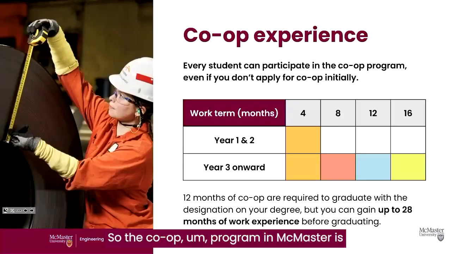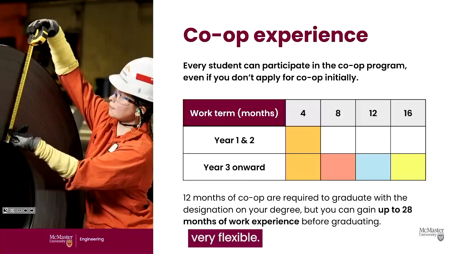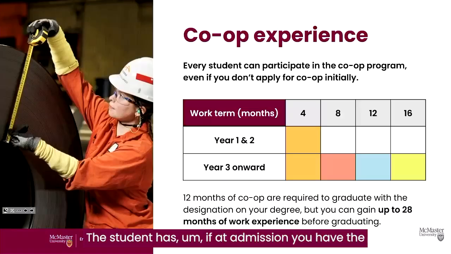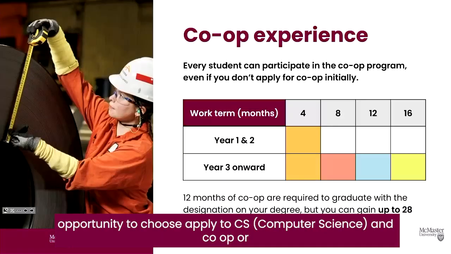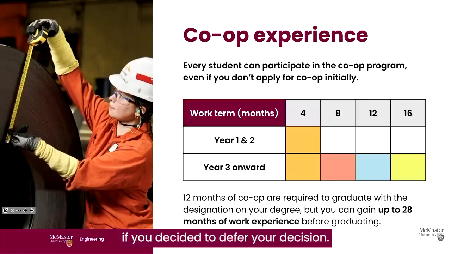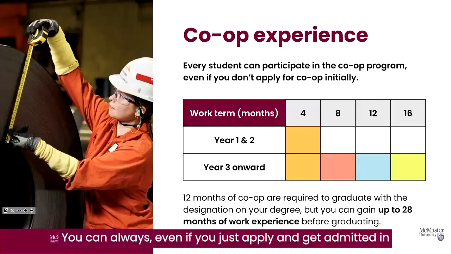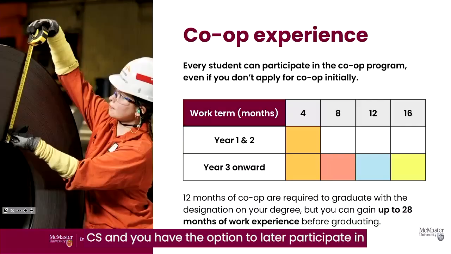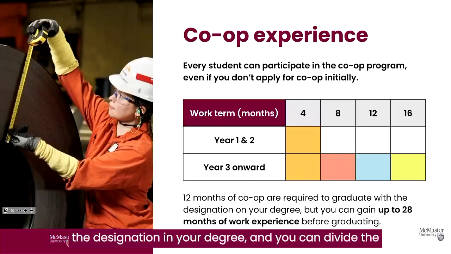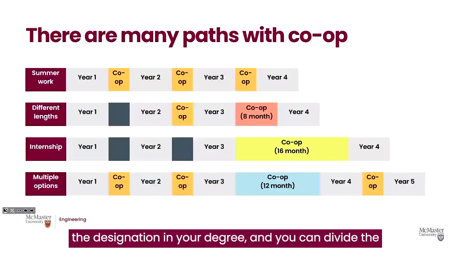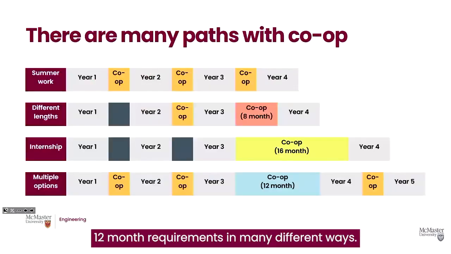So the co-op program in my master is very flexible. At admission you have the opportunity to choose to apply to CS and co-op, or if you decided to defer your decision, even if you just apply and are admitted in CS, you have the option to later participate in the co-op program. As long as you meet the minimum requirement of 12 months of co-op experience, you will have that designation in your degree.